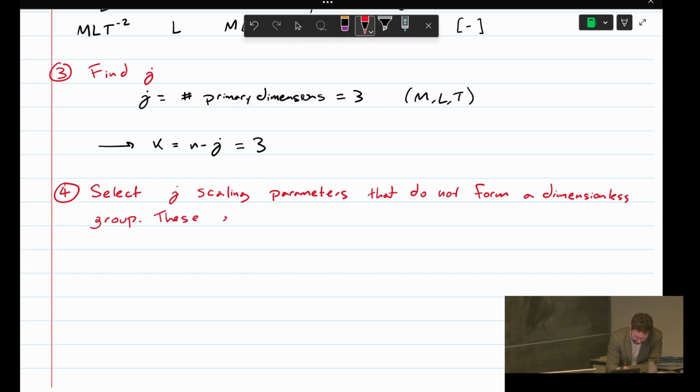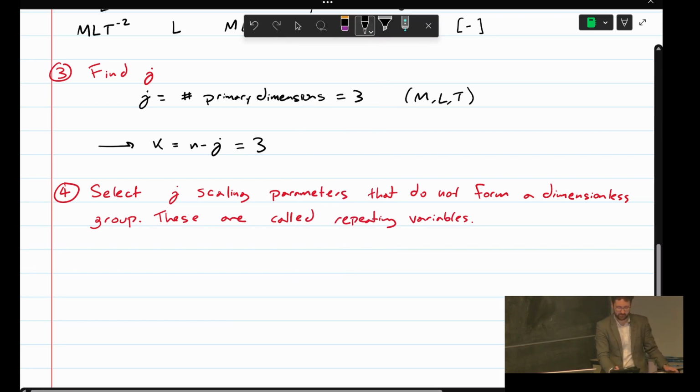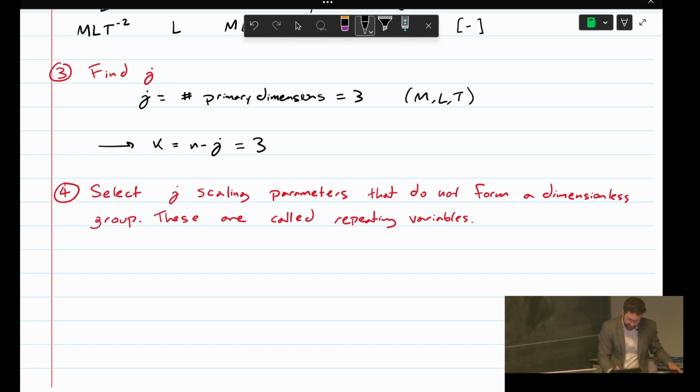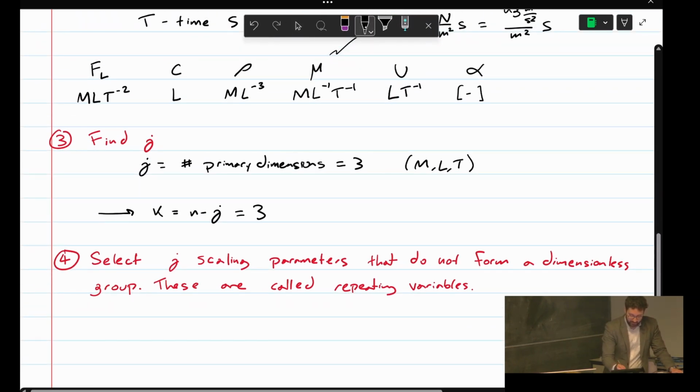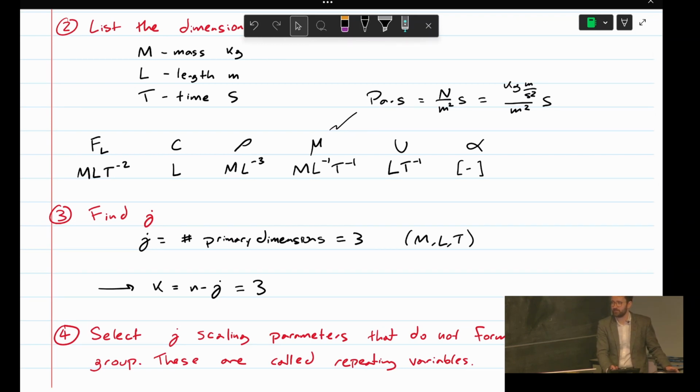These are called repeating variables. So our J is 3. We have 3 primary dimensions. So we need to pick 3 of these variables to form our repeating variables. This is probably the hardest part when you're learning how to do these problems: picking these J scaling parameters, because it's very important for your own sanity that you pick them well.